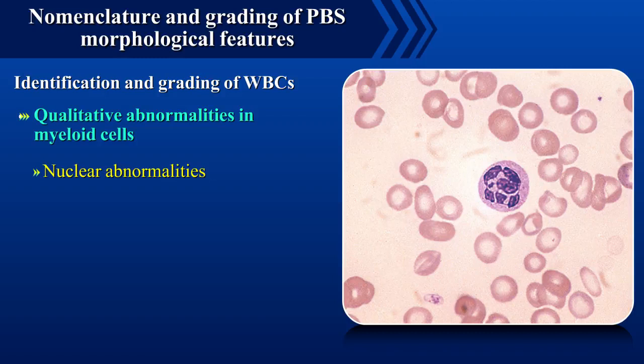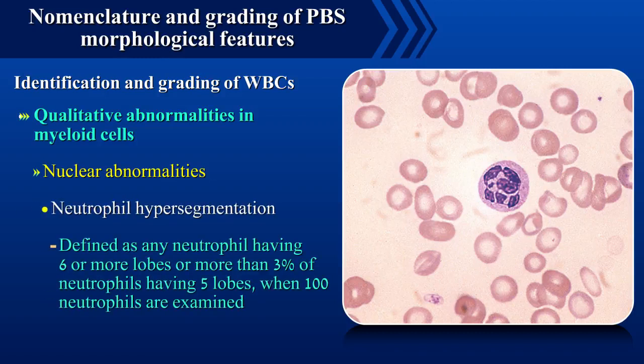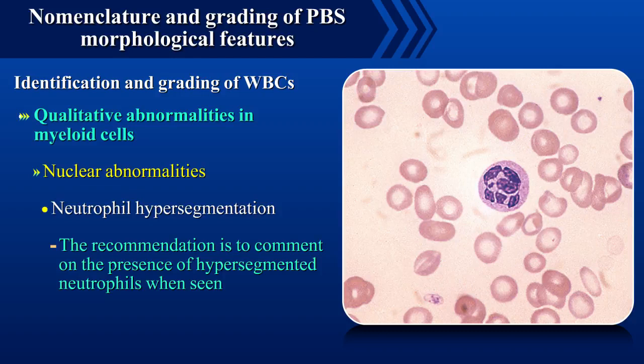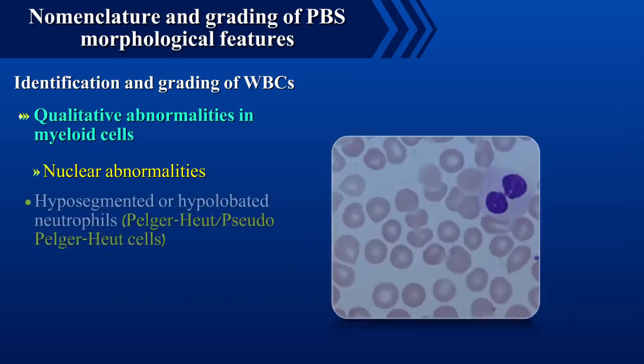Coming to nuclear abnormalities. Neutrophil hypersegmentation is defined as any neutrophil having 6 or more lobes or more than 3% of neutrophils having 5 lobes when 100 neutrophils are examined. The recommendation is to comment on the presence of hypersegmented neutrophils when seen.